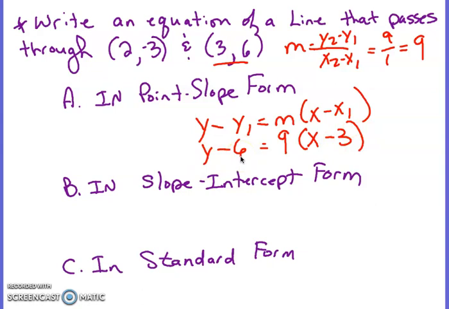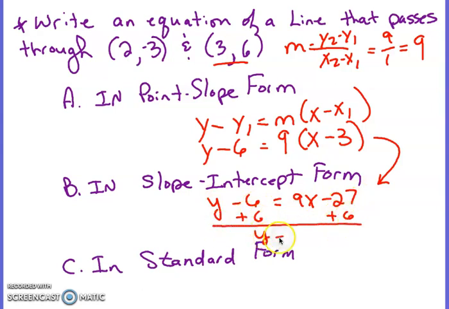Now, slope intercept, if you take this right here and you use the distributive property, and then you add 6 to both sides, notice you have y equals 9x minus 21, and that's slope intercept. So that was easy to do.